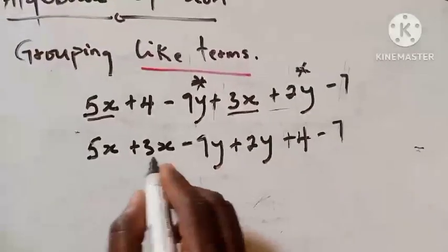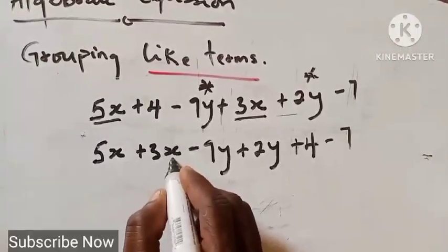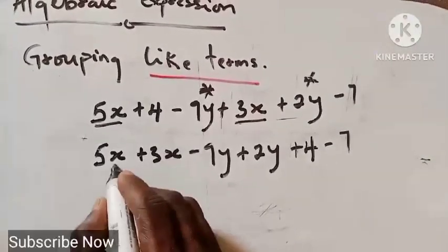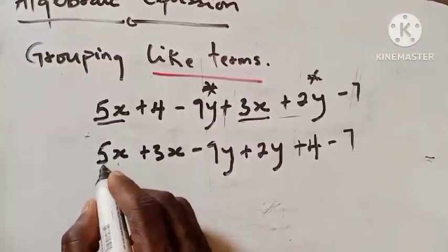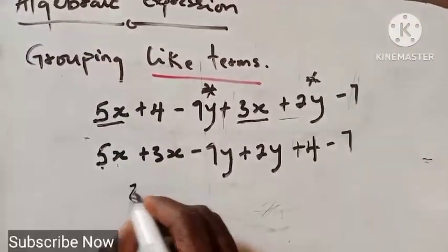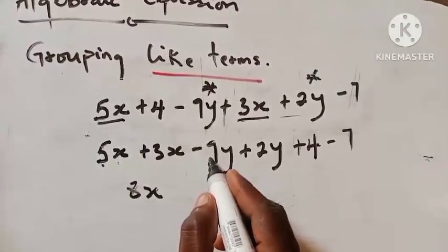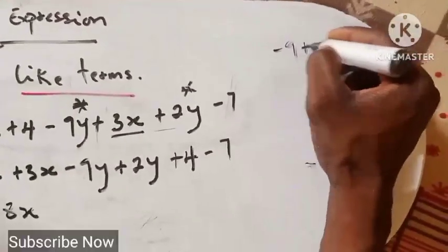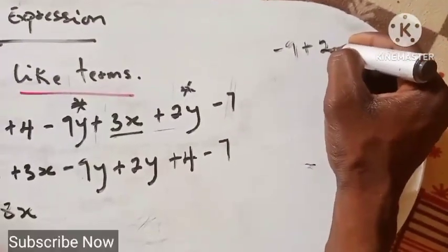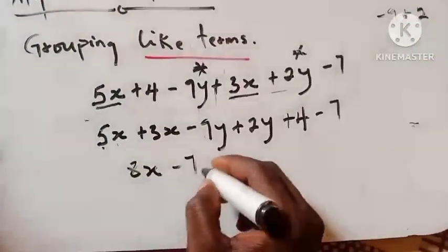Now in adding algebraic expressions, once you are able to identify that these terms are the same, we already know the addition and subtraction of the numbers. So that should be 5 plus 3, so that should be 8x, right? And what about this one? This is going to be negative 9 plus 2, right? So negative 9 plus 2, that should be negative 7. So negative 7y.